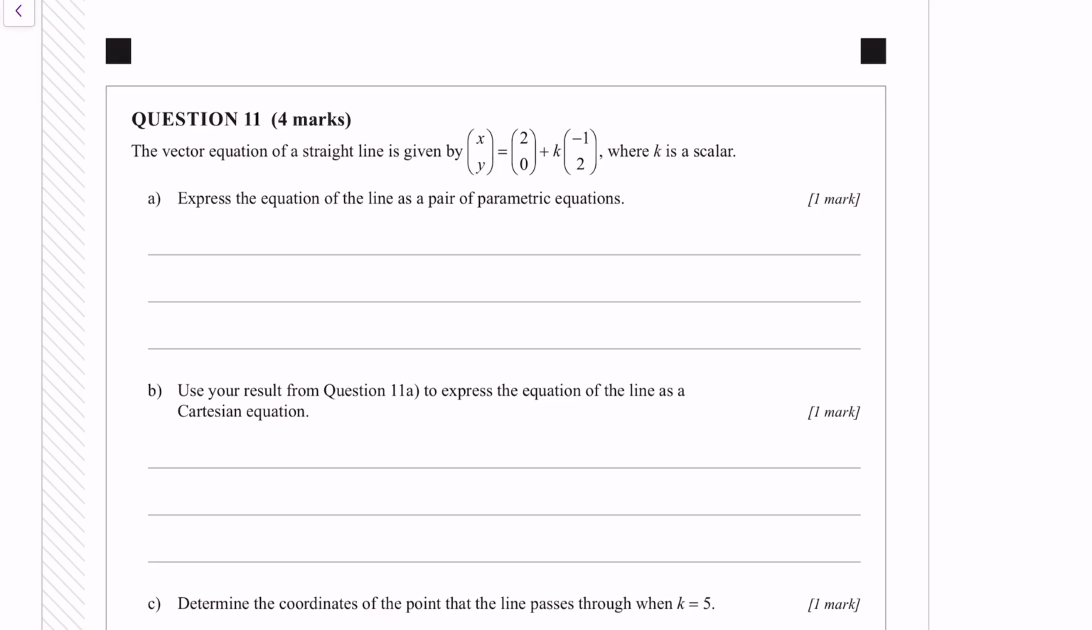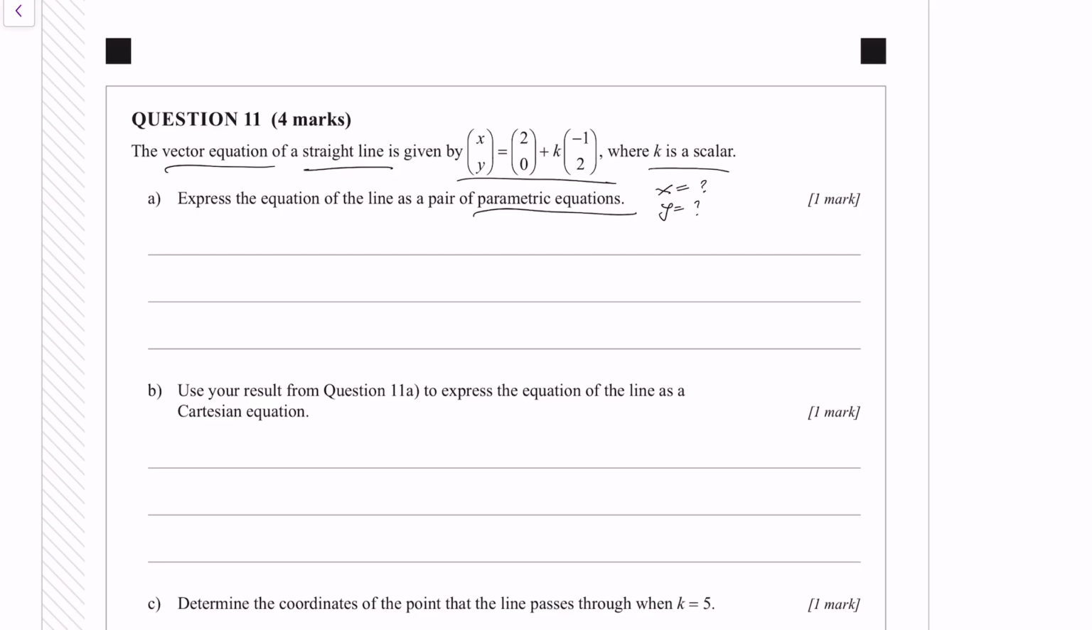Basically what part A required us to do is we have a vector equation of a straight line given by this formula, and k is a scalar, okay? And we need to express the equation of the line as a pair of parametric equations. So remember, parametric equations is where we have x equals something and then y equals something, okay?